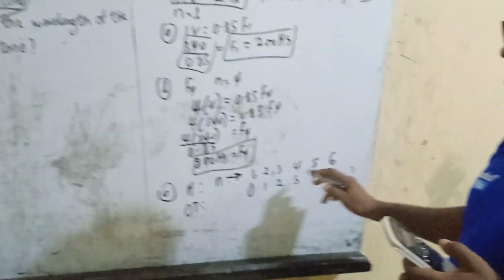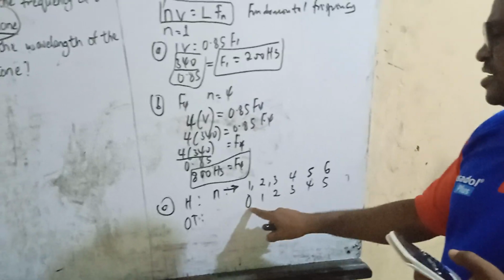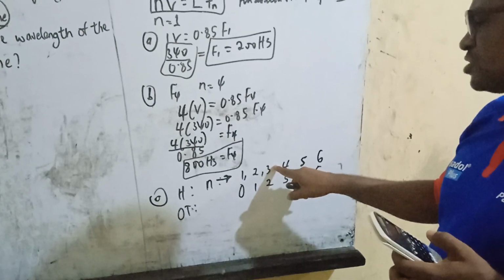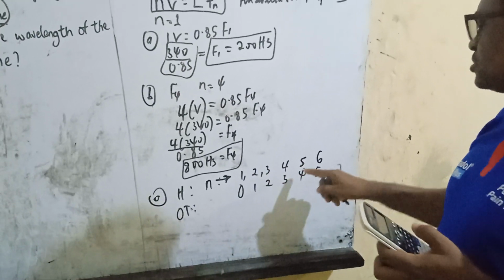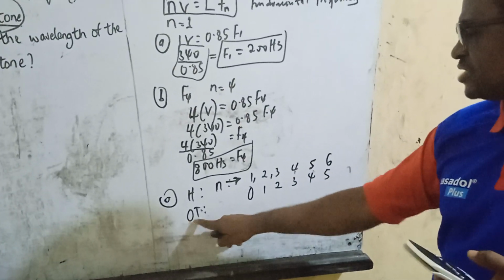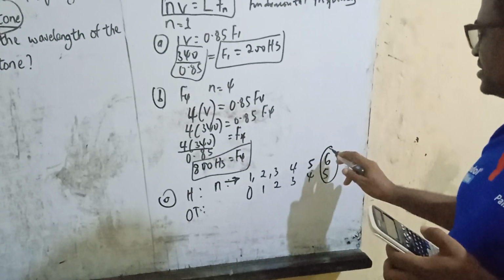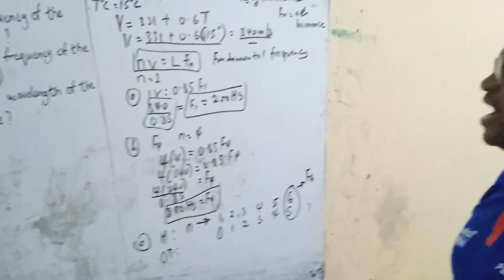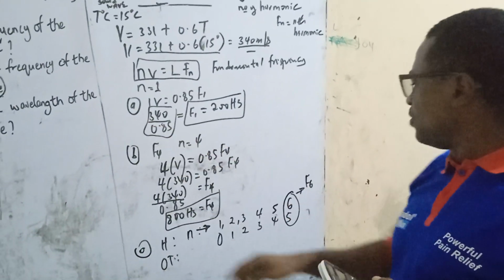So we can see that for the first harmonic, there is no overtone. For the second harmonic, the overtone is 1. For the third harmonic, the overtone is 2. So for the fifth overtone that we have here, the harmonic is 6. So we are going to use F6 in calculating the fifth overtone.